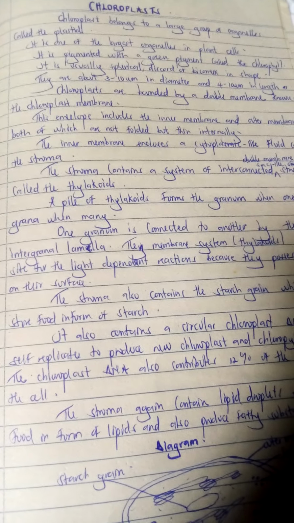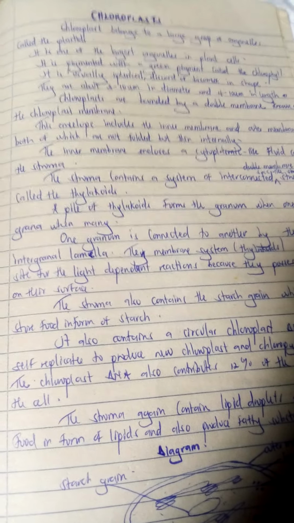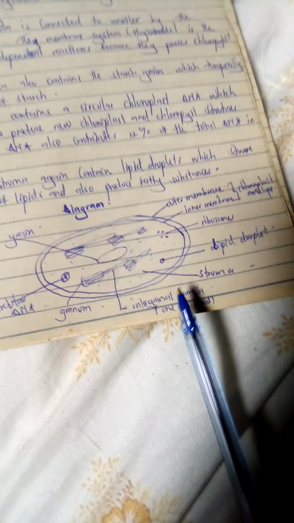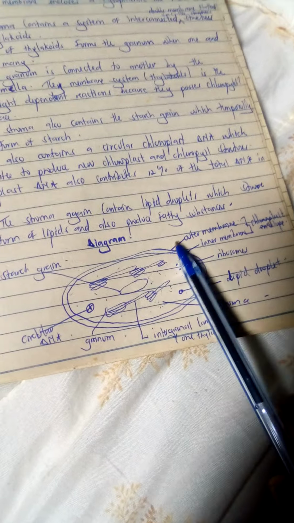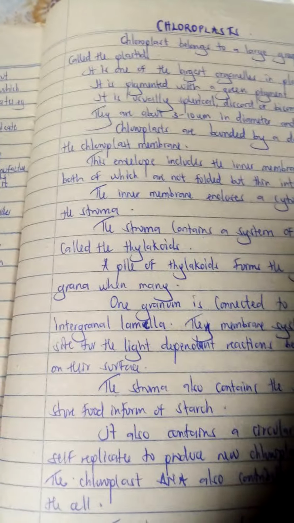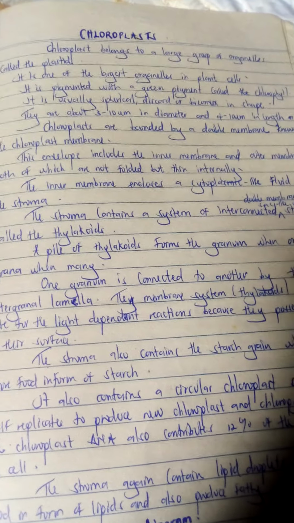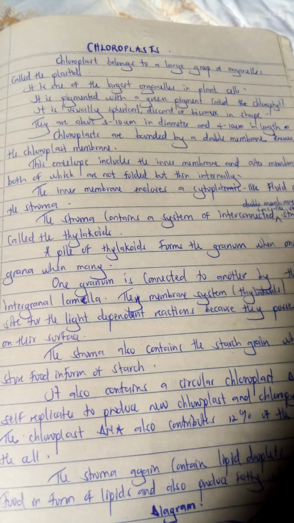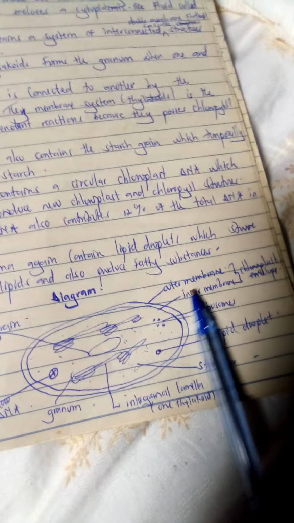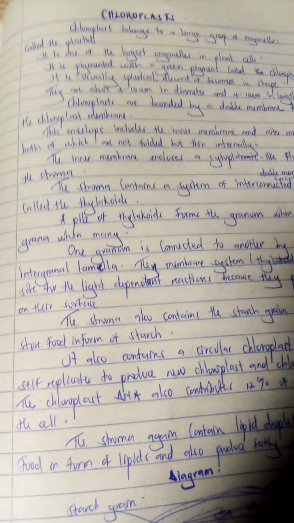Chloroplasts are bounded by a double membrane known as the chloroplast envelope. This envelope includes the inner membrane and the outer membrane, both of which are not folded but thin, as you can see. This is the inner membrane, this one is the outer membrane. Now we are entering inside.